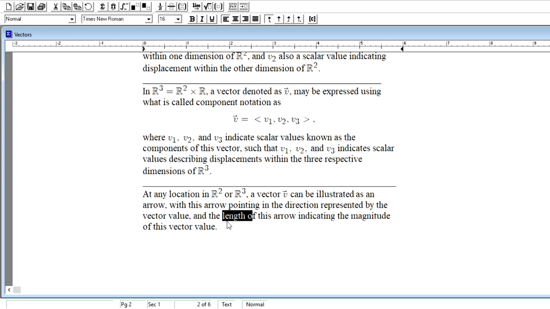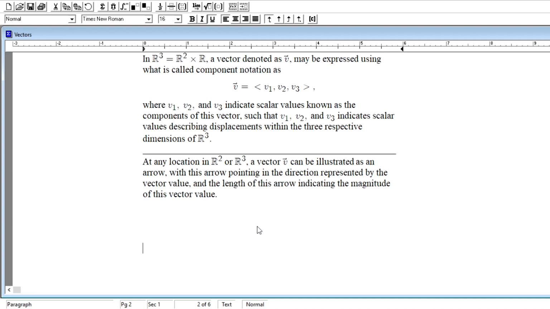And the distance from the tail to the head is what we call the length of that arrow, right? Indicating what we know as the magnitude, or the size, or the scale of that vector value. As vectors have both a direction and a scale, the arrow highlights both of those values in its illustration.